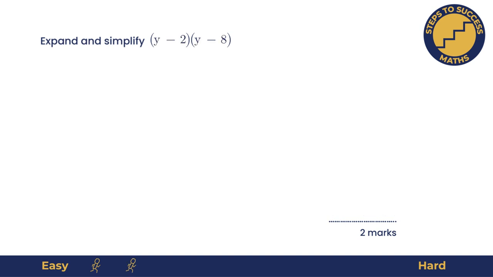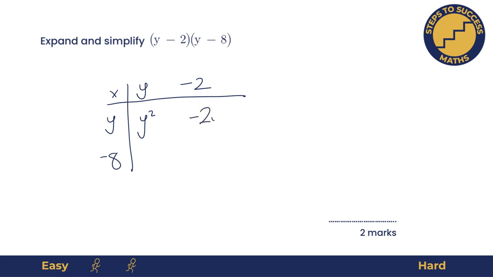Expand and simplify. Bracket y minus 2, bracket y minus 8. So again, we're going to need to draw a grid. We've got y minus 2 and y minus 8. y times y is y squared. y times negative 2 is negative 2y. Negative 8 times y is negative 8y. And negative 8 times negative 2 is positive 16.